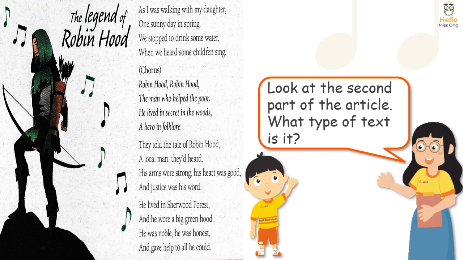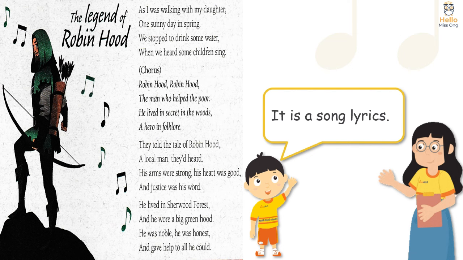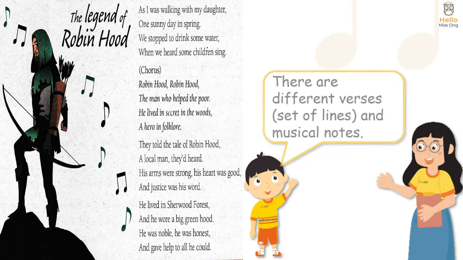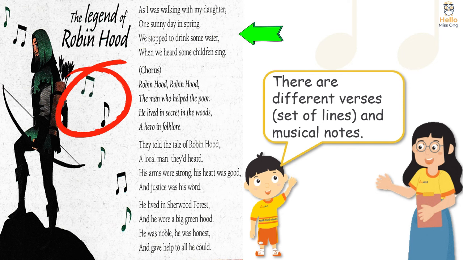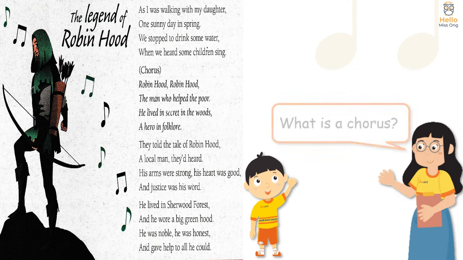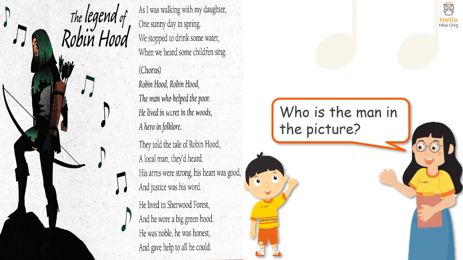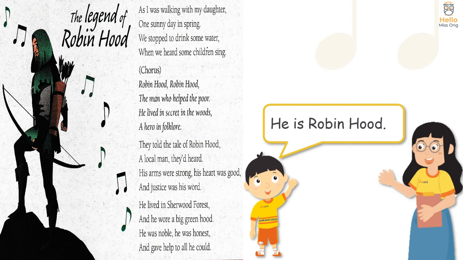Look at the second part of the article. What type of text is it? It is a song lyrics. How do you know? There are different verses, set of lines, and musical notes. What is a chorus? A chorus is part of a song which is repeated several times, usually after each verse. Who is the man in the picture? He is Robin Hood.